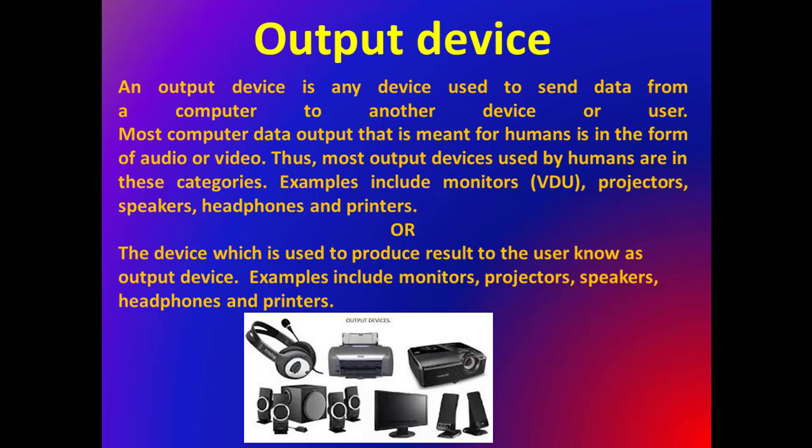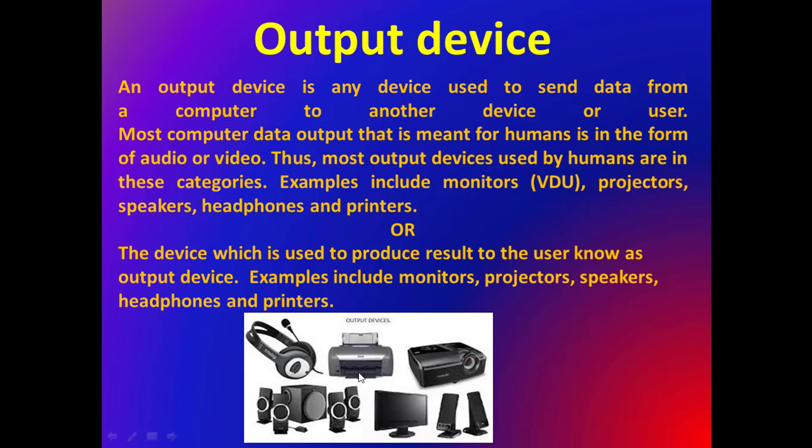An output device is any device used to send data from a computer to another device or user. Most computer data output that is meant for humans is in the form of audio or video. Thus, most output devices used by humans are in these categories. For example, monitor, whose other name is VDU, Visual Display Unit; projectors in your classrooms; speakers used to listen to music; headphones and printers. Plotters are also output devices, students. In simple words, the device which is used to produce result to the user is known as output device. Examples include monitor, projector, speaker, headphone and printer.